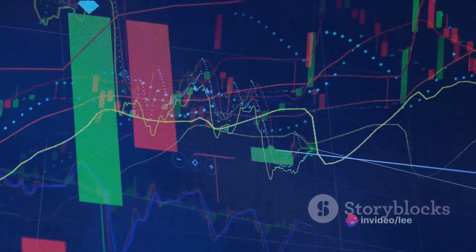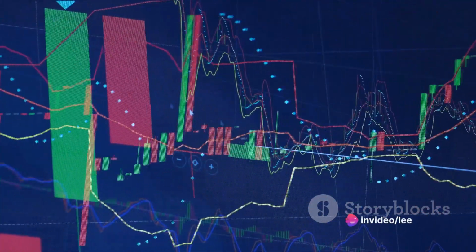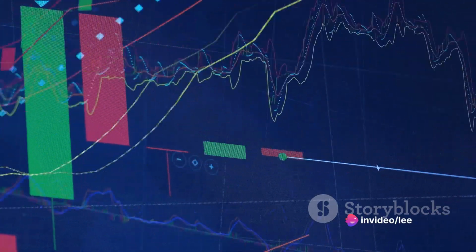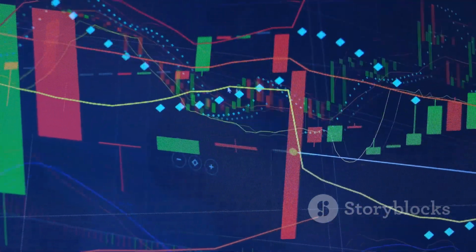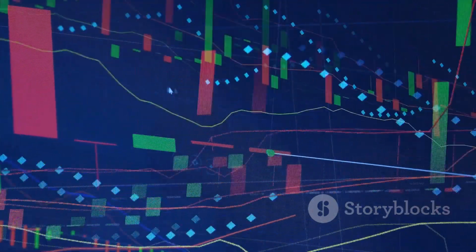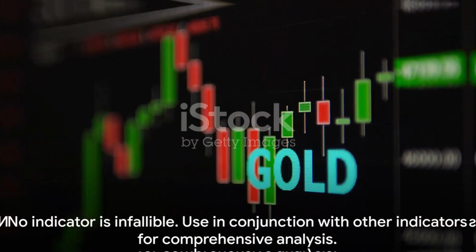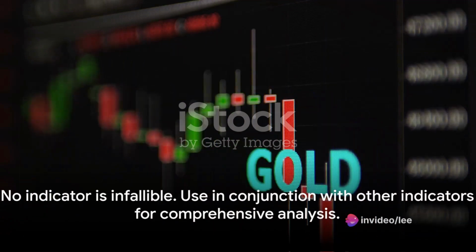On the other hand, a death cross happens when the shorter-term average crosses below the longer-term average. This is seen as a bearish signal, suggesting it might be time to exit the market or short the security. But remember, no indicator is infallible.